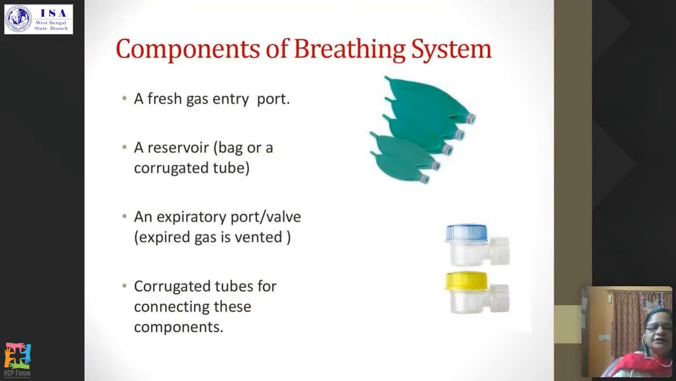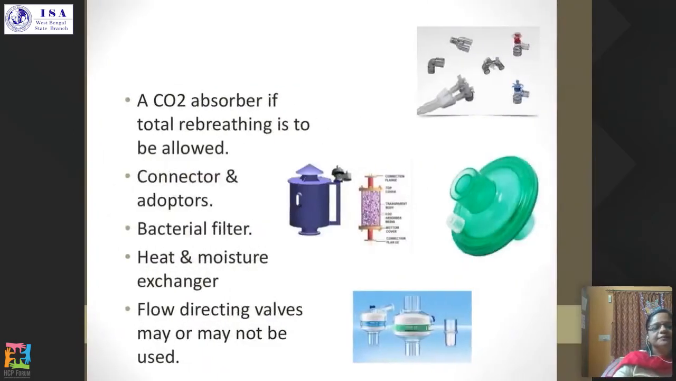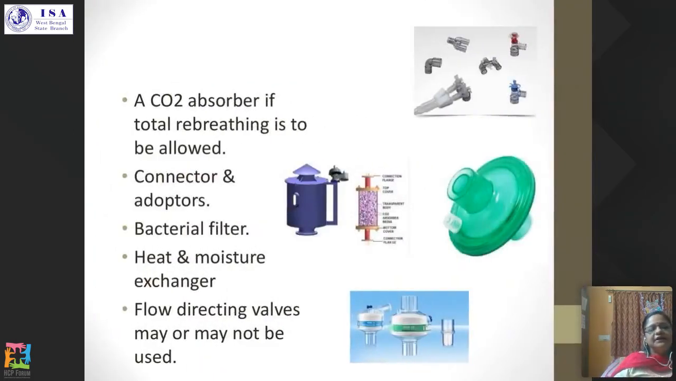Now, what are the components of the breathing system? The components are a fresh gas entry port, a reservoir bag, an expiratory port or expiratory valve, and corrugated tubes connecting these components. More components are a CO2 absorber if total rebreathing is to be allowed, the connectors and adapters, the bacterial filter, the heat and moisture exchanger, and flow directing valves, which may or may not be present.